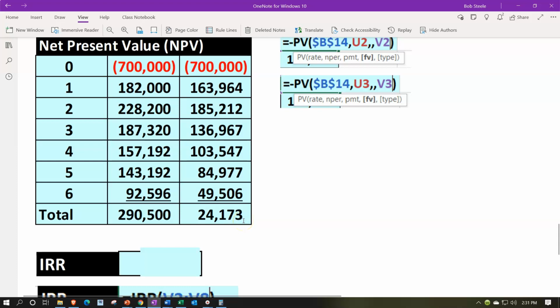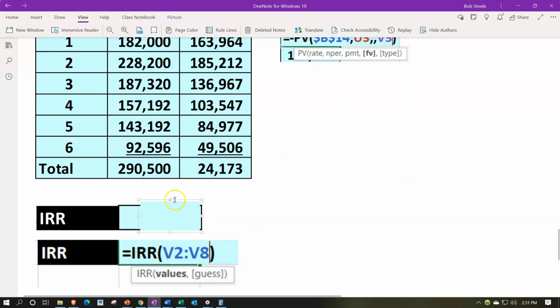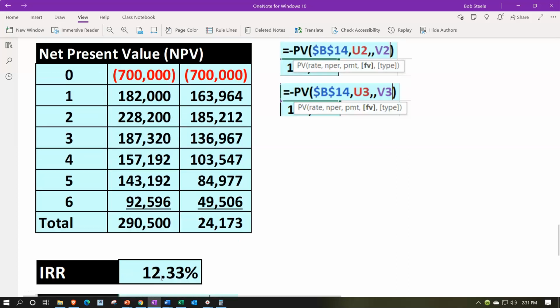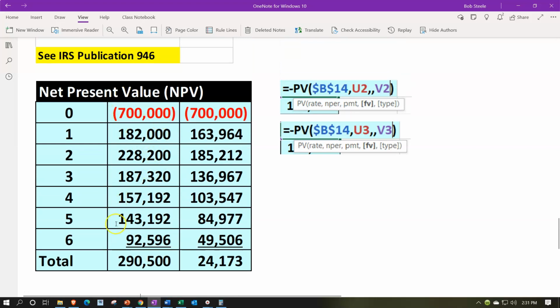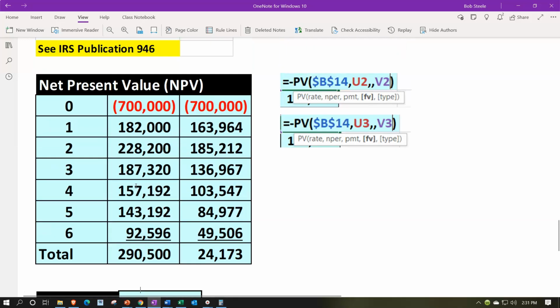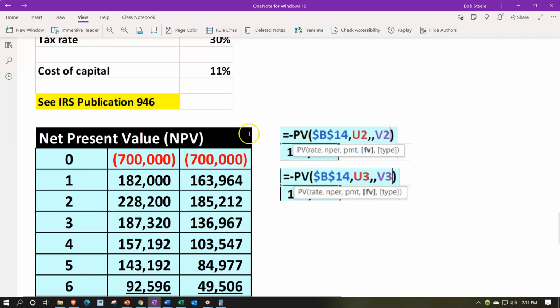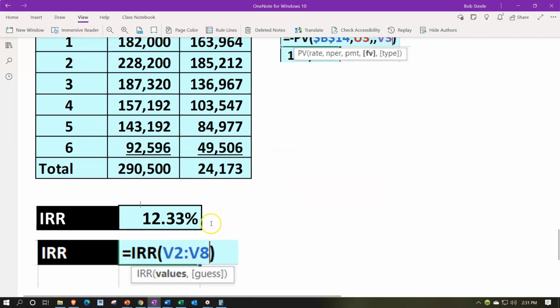Now, the fact that this is above zero, we might then ask, well, what is the rate of return then? It's above 11%. That would be answered with the internal rate of return, which would be calculated like this, equals internal rate of return, the values of this series of numbers, the negative 700,000 to the 92,596, giving us 12.33%. 12.33%, in other words, is the rate at which this series of payments present valued would then be zero. In other words, if we present valued this net present value using, instead of 11%, the 12.33%, we would then or should get a result of zero.